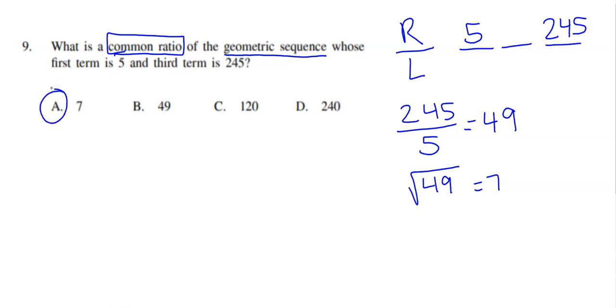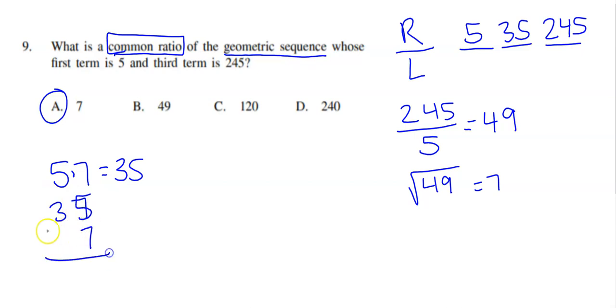Now to double check that 7 is indeed the common ratio, you can do the multiplication out. 5 times 7 is equal to 35. So that would be my second term. That would mean that 35 times 7 should equal 245. So I get 35 times 7: 5 times 7 is equal to 35. 7 times 3 is 21, plus 3 is 24. So I get 245, and my answer checks.